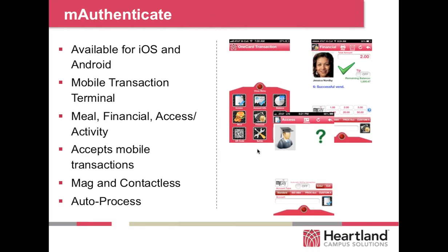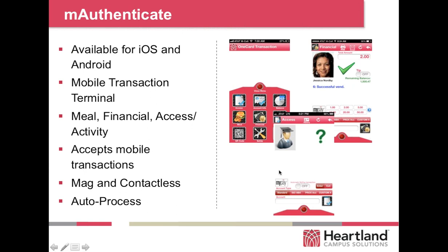Additionally, we also can move into the mobile area, and this is really where I see a lot of our campuses really expanding usage of the card and activities through these mobile terminals to accept the card, such as M Authenticate. It's available for iOS and Android devices. It's basically a mobile transaction terminal. So you would simply tap on the access portion of this because this terminal can be used for meals, financials, as well as access and activity privileges.